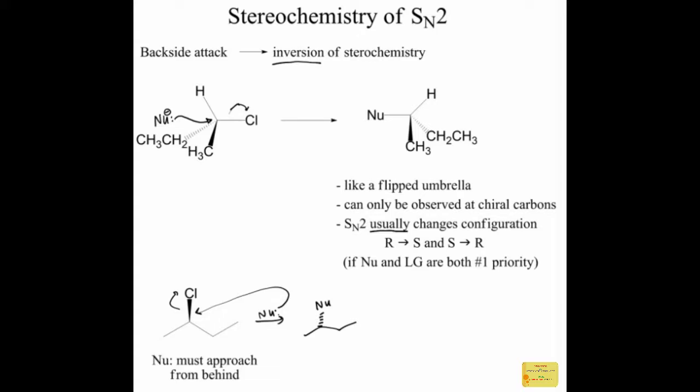So we might see the inversion as a left to right. We might see it as a wedge going to a dash, or a dash going to a wedge. Those are the sorts of different ways that we can observe this inversion of stereochemistry.